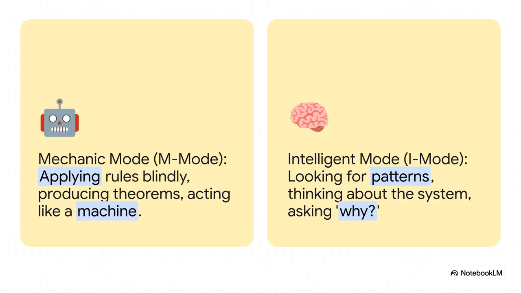And this really shows us there are 2 totally different ways of thinking. There's what you might call mechanic mode. That's when you're inside the system, just cranking the handle, applying rules without really thinking. You're acting like a machine. But then there's intelligent mode. That's when you step back, you look for patterns, you start asking why. And that is where the breakthrough happens.